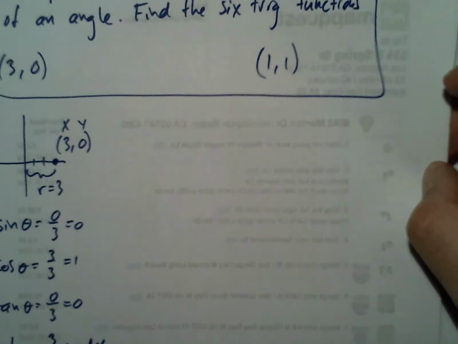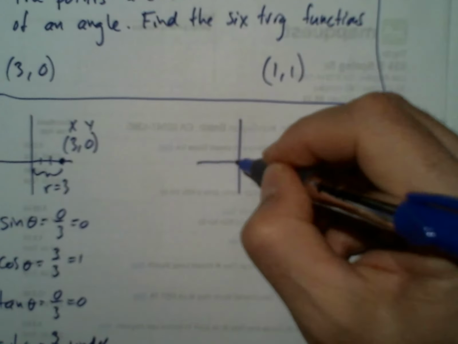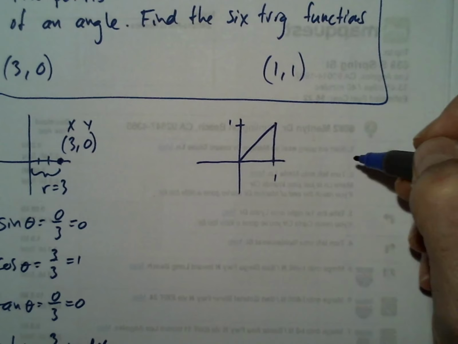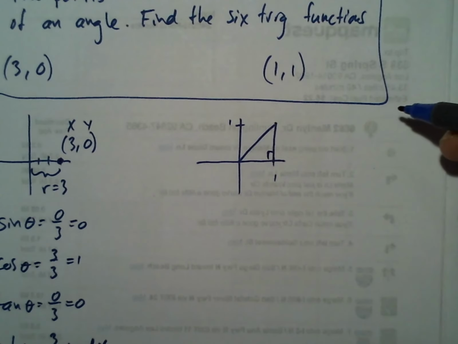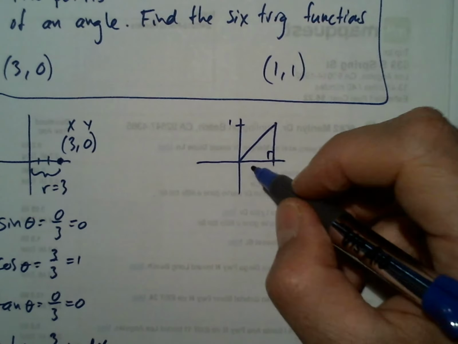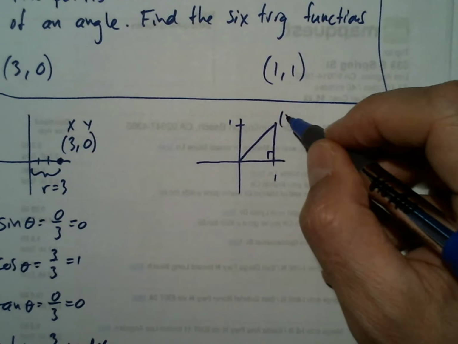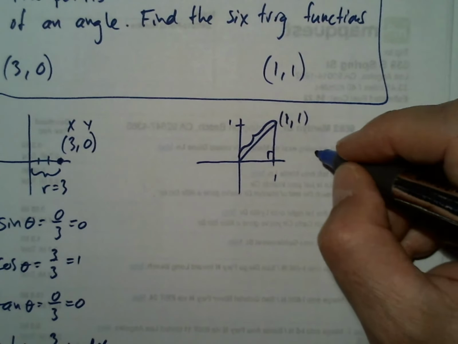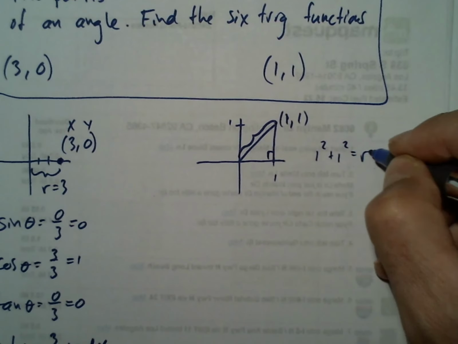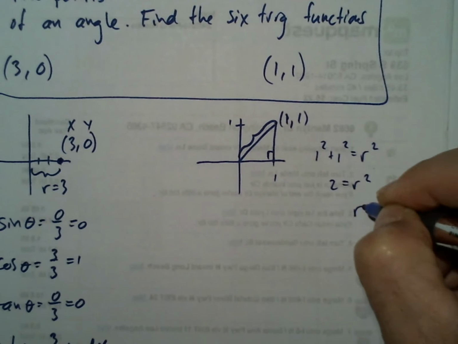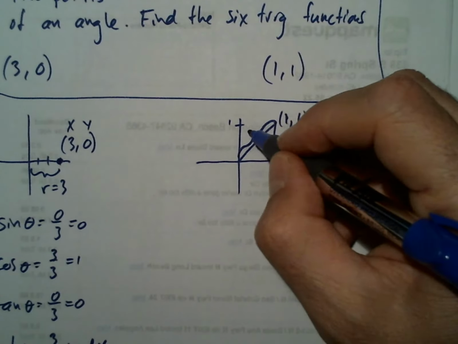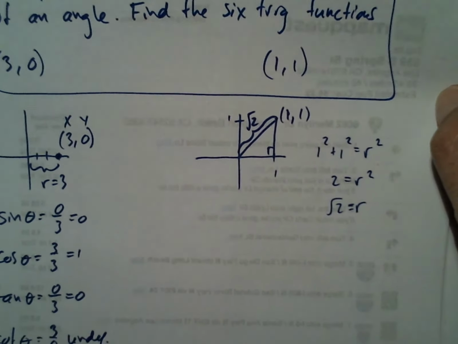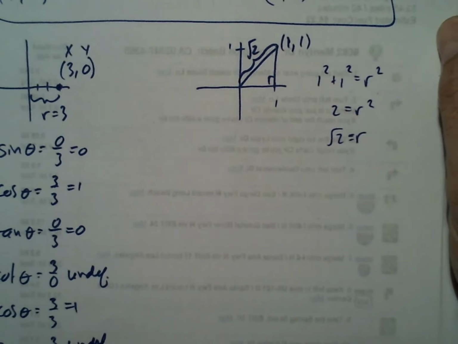Alright, same thing here. 1, 1, and we want the x value, the y value, and the radius. If we do the Pythagorean theorem, we know it's radical 2, and we also memorized that from the special triangle for a 45-45. That's a 1, 1, radical 2.